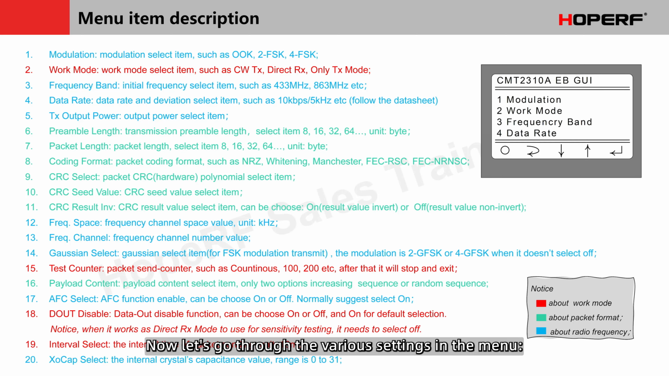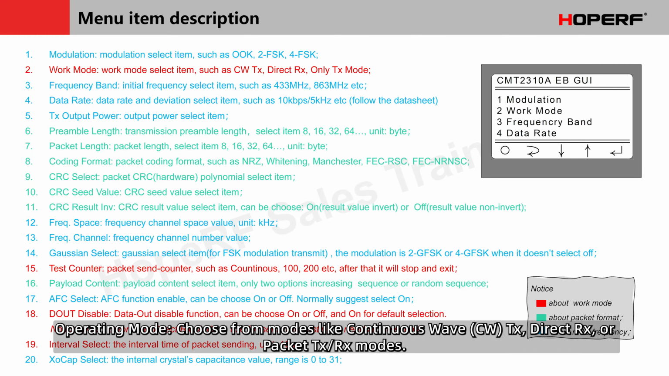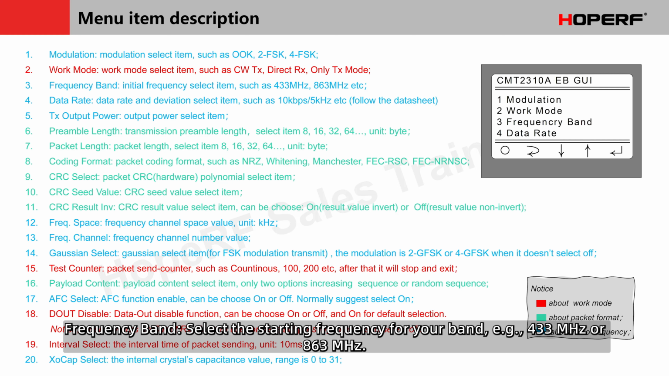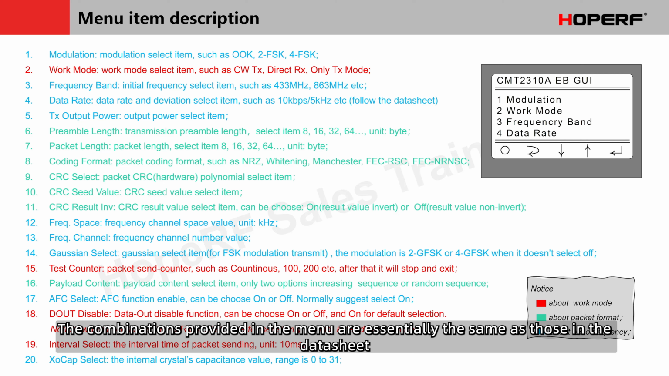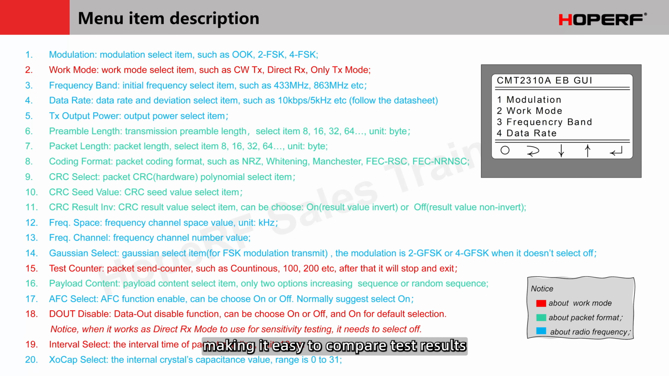Now, let's go through the various settings in the menu. Modulation mode. Select OOK, 2FSK, or 4FSK. Operating mode. Choose from modes like Continuous Wave TX, Direct RX, or Packet TX RX modes. Frequency band. Select the starting frequency for your band, e.g. 403 MHz or 863 MHz. Data rate deviation. Choose a combination like 10 kbps 5 kHz. The combinations provided in the menu are essentially the same as those in the datasheet, making it easy to compare test results.